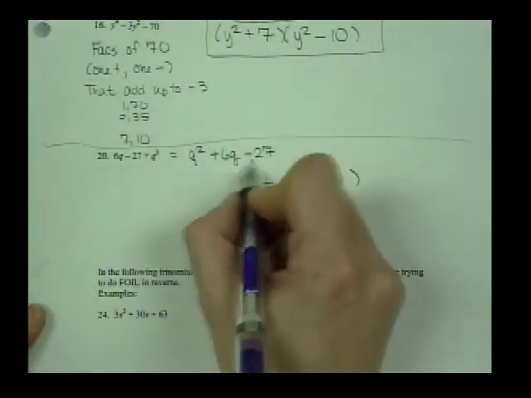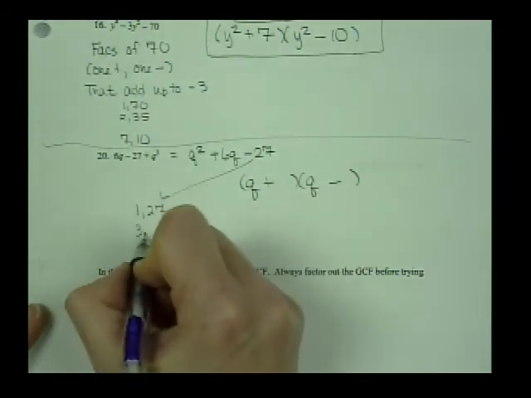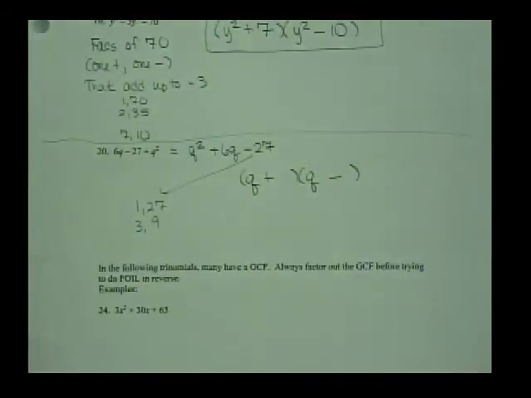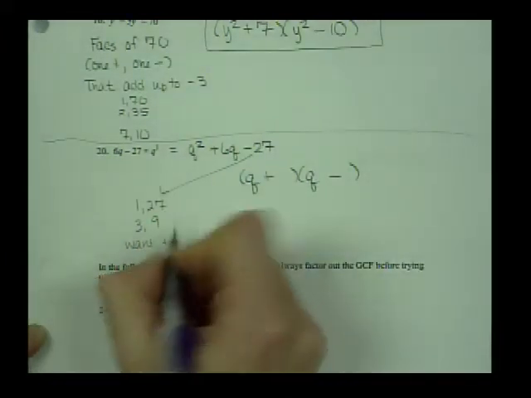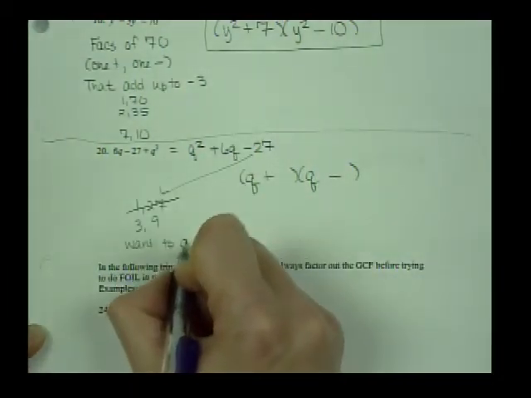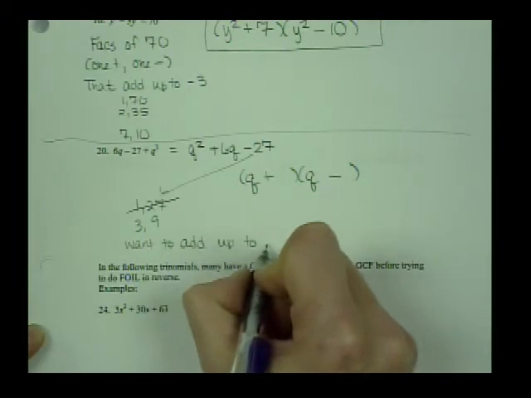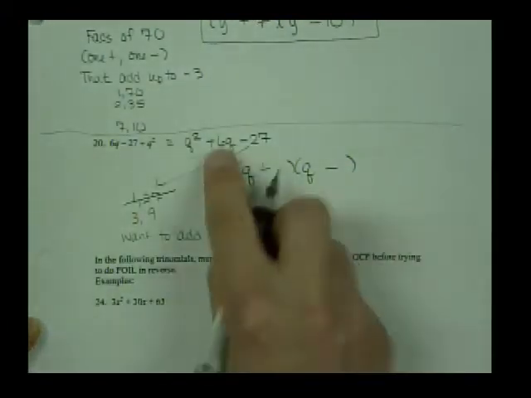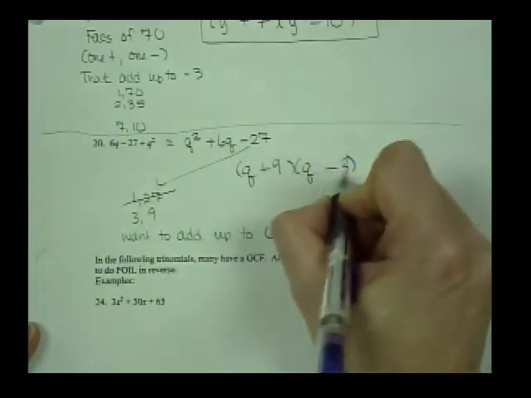And so the ways to factor 27, there are only 2 ways. 1 and 27 or 3 and 9. And we want factors that add up to what? Right, we want them to add up to 6. So 1 and 27 isn't going to work. And which one should be positive? The 9, because if the sum is positive, the bigger number should be positive.